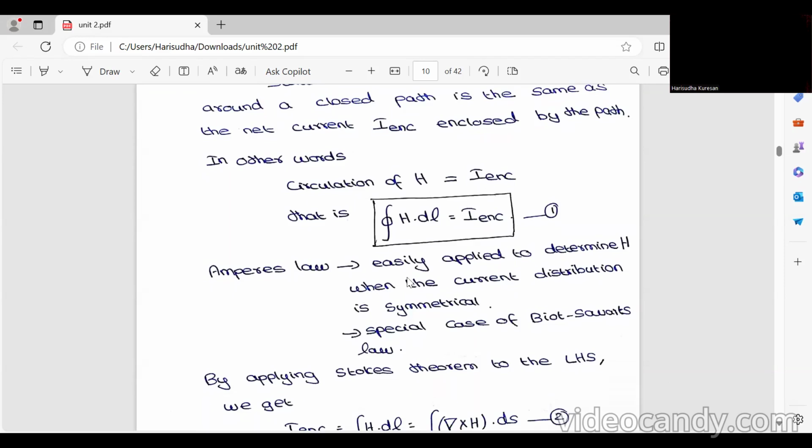Ampere's law can easily be applied to determine the magnetic field intensity H when the current distribution is symmetrical. Ampere's law is a special case of the Biot-Savart law.